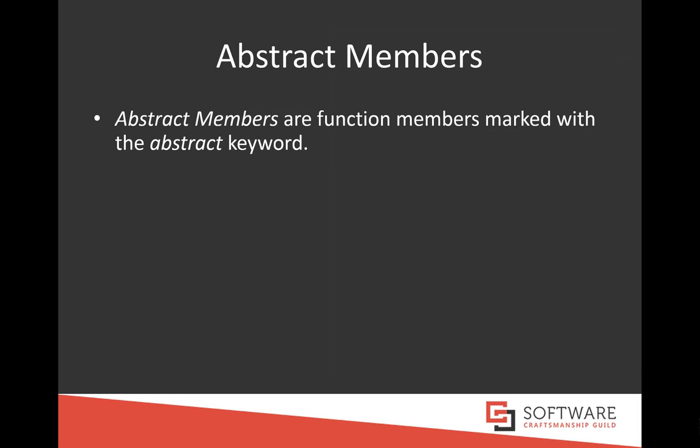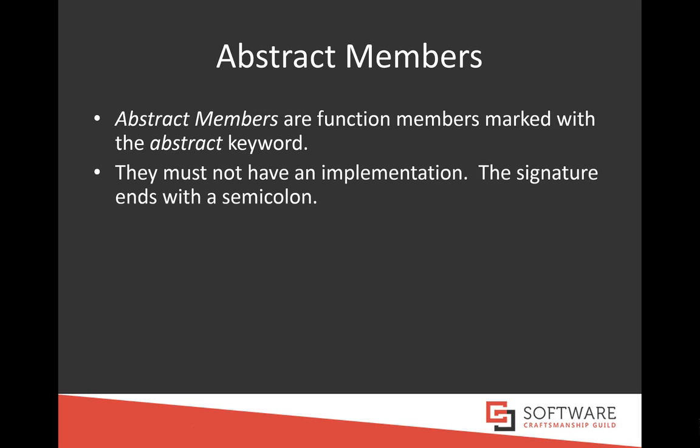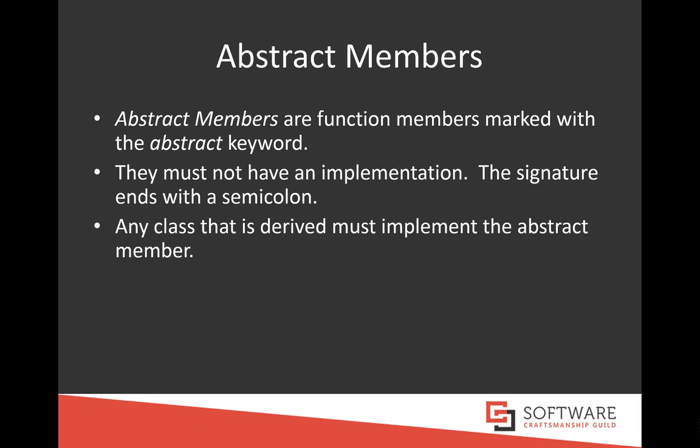An abstract member of a class is a function member that happens to be marked with the abstract keyword. Abstract members do not have an implementation. The signature ends with a semicolon. In this way, an abstract member is very much like an interface. It just happens to be an inherited class. However, any class that's derived must implement that abstract member.